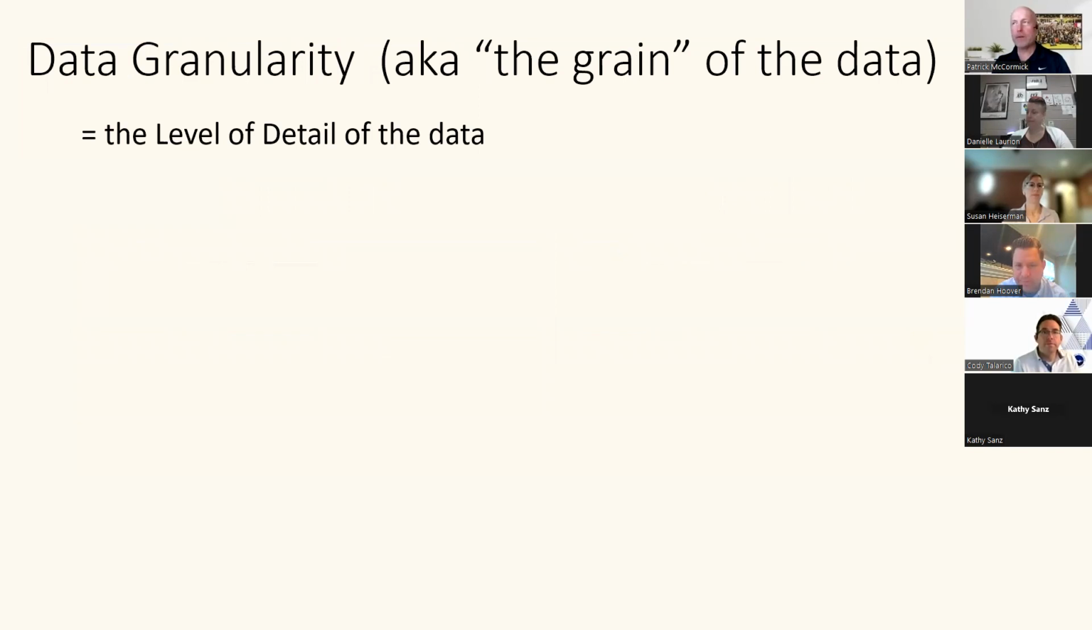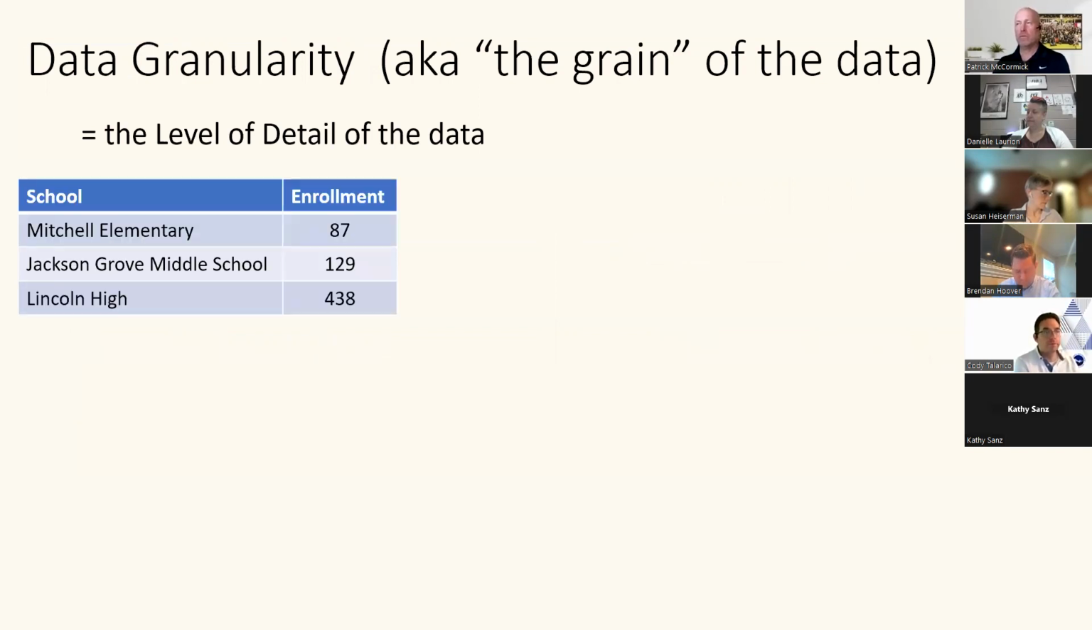Okay, the next topic we're going to talk about is data granularity, or the grain of the data, also known as the level of detail of the data. It's really just this idea of what does a record or a row in this data set represent? And we can think of a couple of examples here.